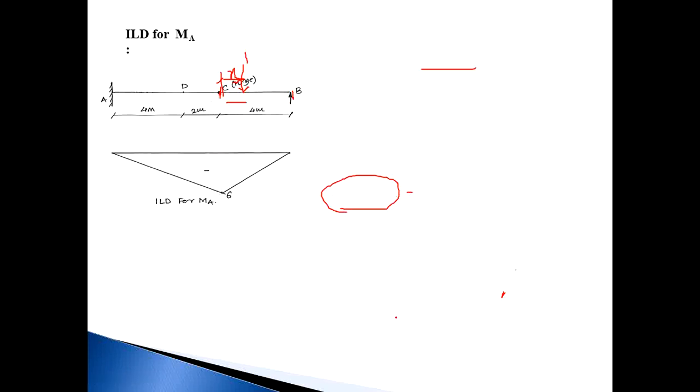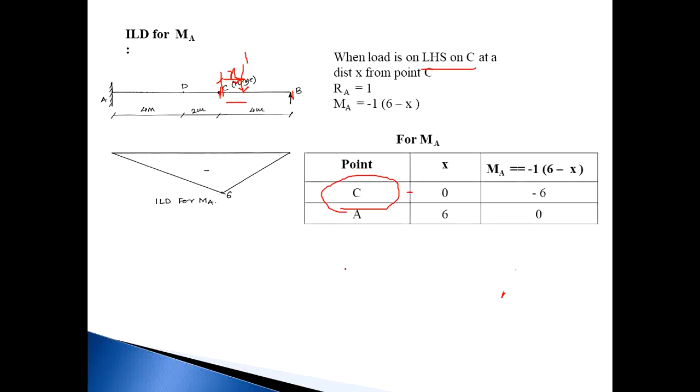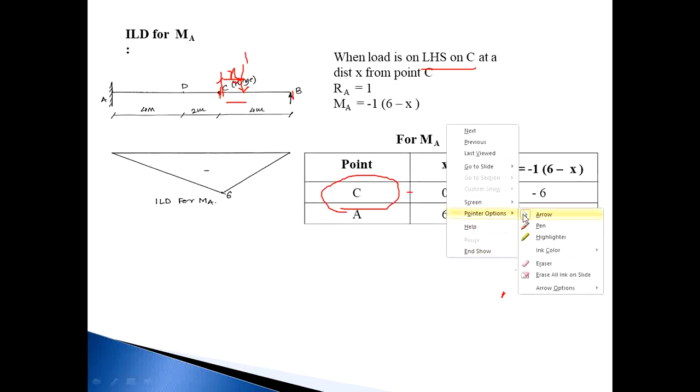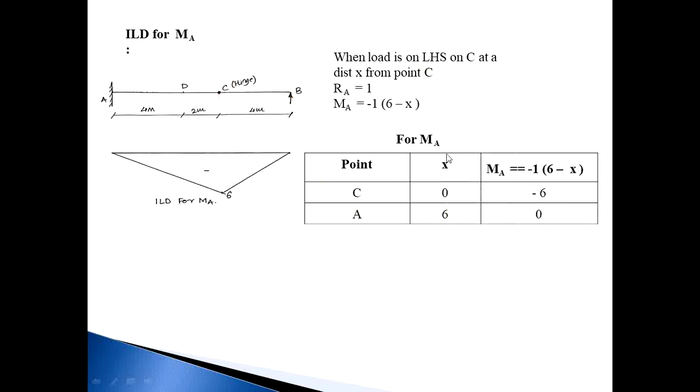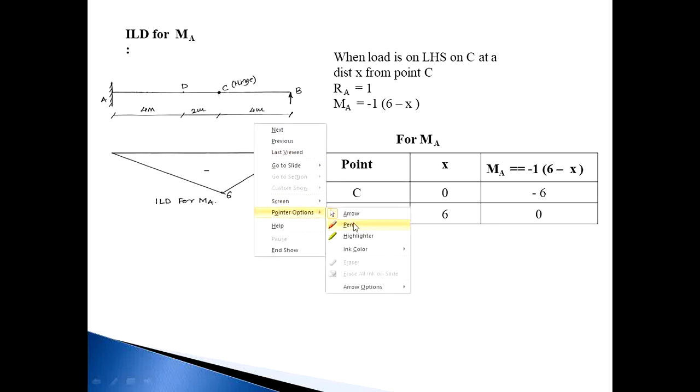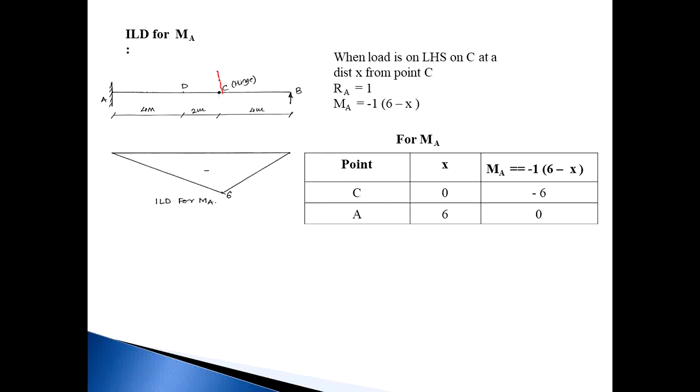Then second, when the load lies on the LHS, meaning the left side of C. This is a 1 kilonewton load at a distance of x, this is the unit load. Now RA becomes 1 because this is a separate beam. AC is a separate cantilever beam. So whatever the load on beam AC, the reaction will be 1.